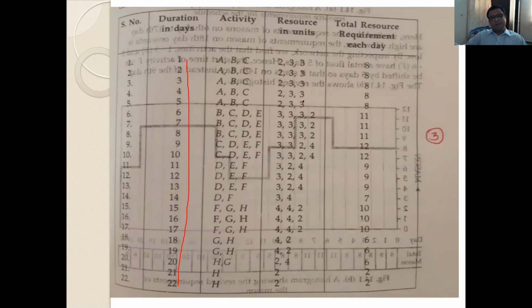So what happens? For each day, we will get the total resource requirement in column number 5. How will we get it? Just add the resources in column number 4. For activity A, 2, for B, 3, for C, 3. So 2 plus 3 plus 3, that is 8. Similarly for the second day, then for the third day, then fourth, fifth, sixth. See here, on the sixth day, it will go on changing. As on the sixth day, what happens?